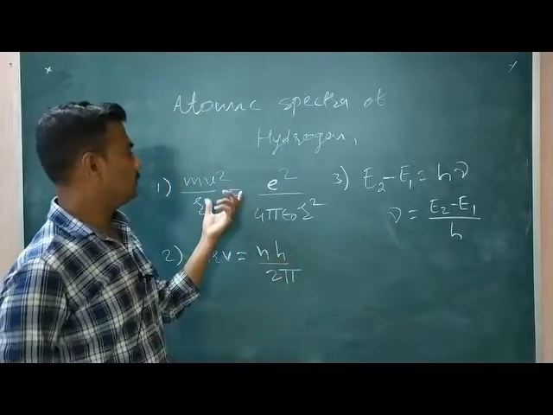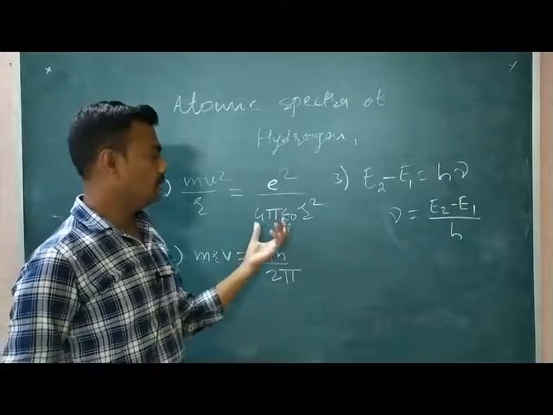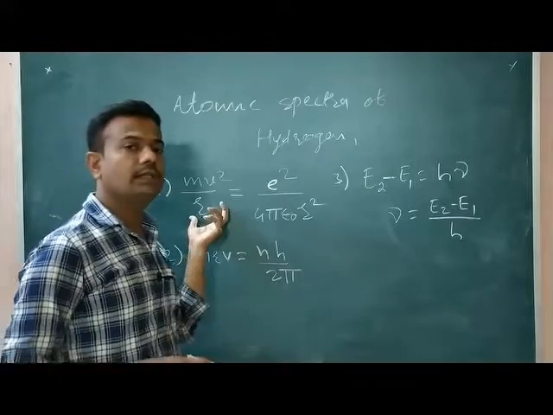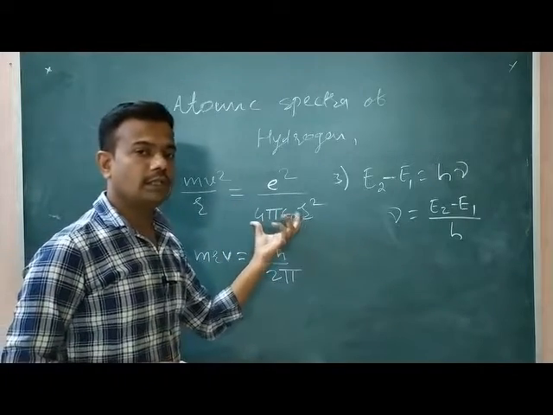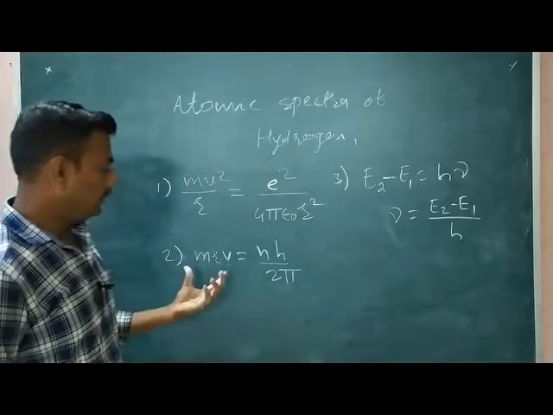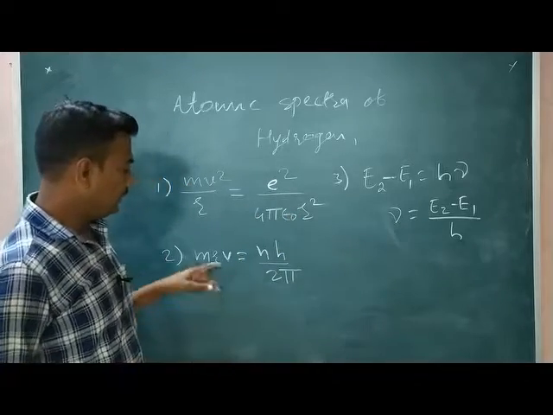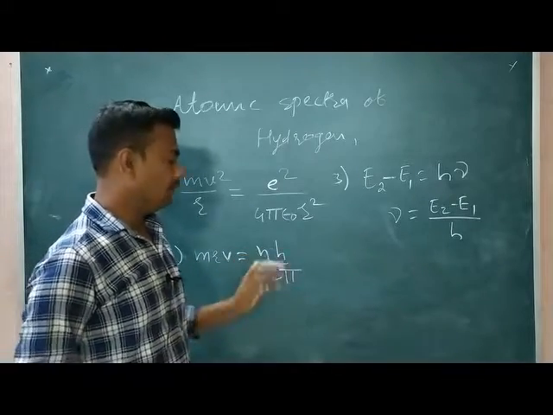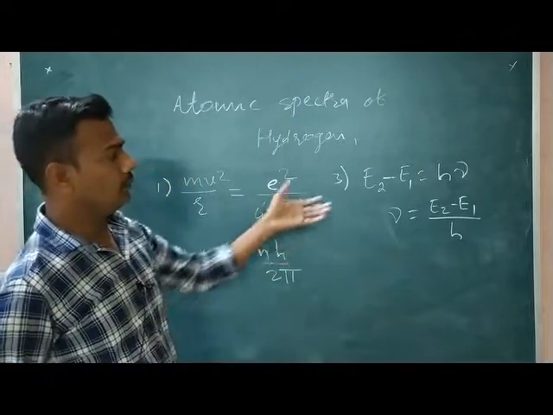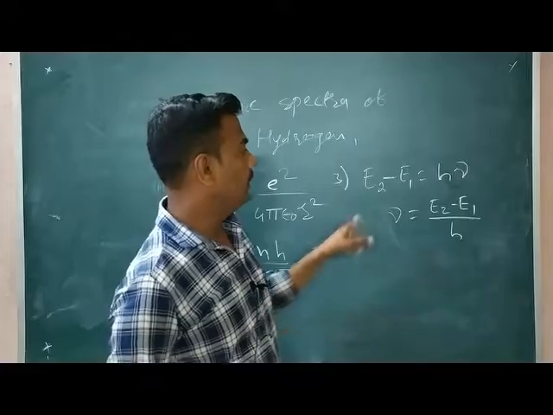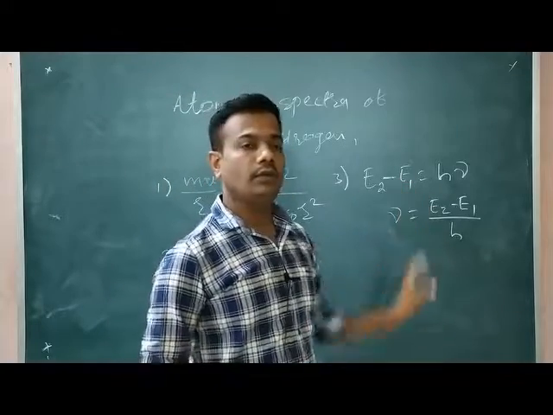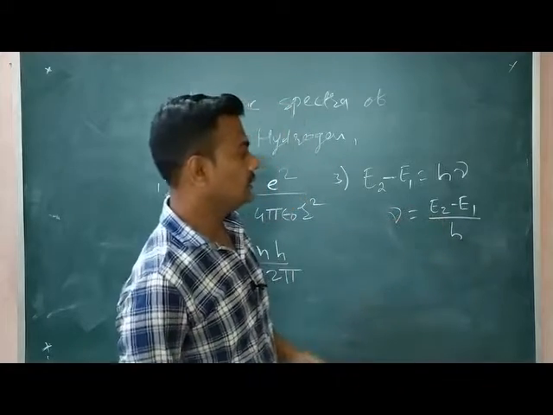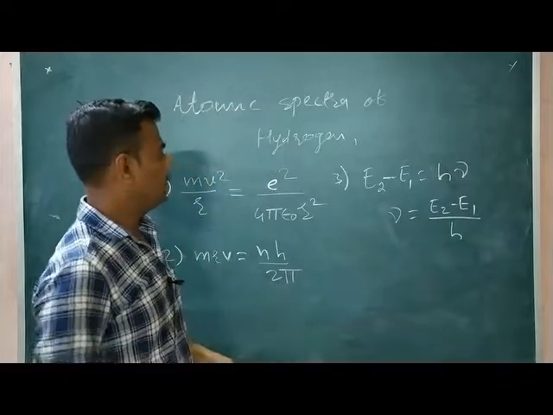The first postulate tells us that the electrostatic force of attraction between the positively charged nucleus and the negatively charged electron provides the centripetal force. According to the second postulate, the angular momentum of the electron is quantized, given by nh divided by 2 pi. The third postulate tells us that the electron radiates energy only when it jumps from a higher energy level to a lower energy level, and the frequency emitted is nu equals E2 minus E1 divided by h.